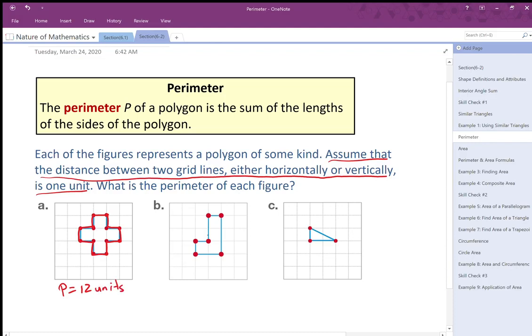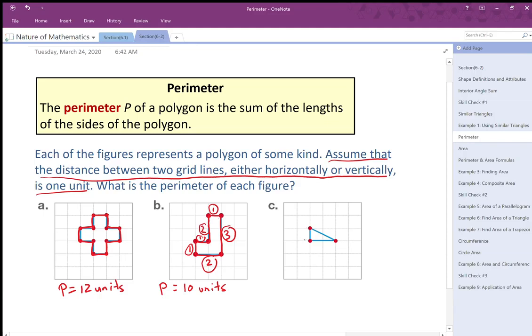Here we see that this is 2 units long. We see that this side is 3 units long. The base is 2 units. We have 1, we have 1, we have 1. So now we can add these all up. 1 plus 1 is 2, plus 2 is 4, plus 1 is 5, plus 3 is 8, plus 2 is 10. This one is 10 units long, or the perimeter is 10 units.